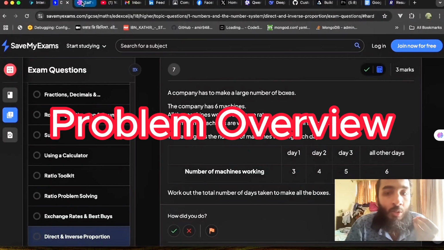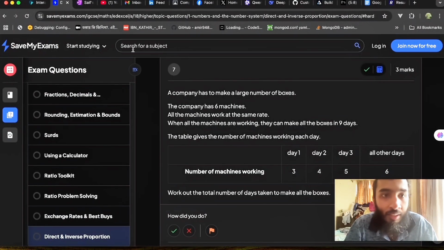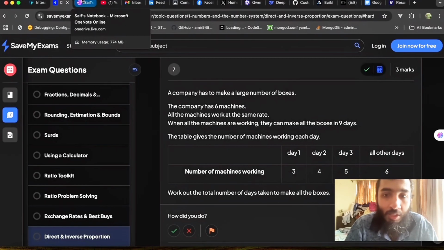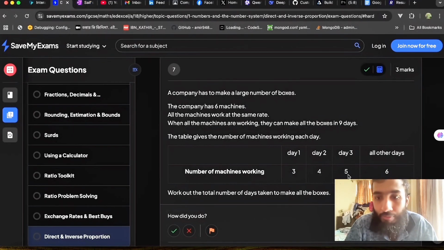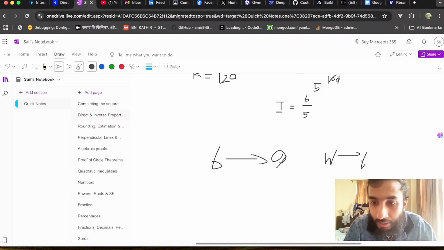Okay. So when 6 machines are working together, they take a total of 9 days. On day 1 there are 3 machines working, day 2 there are 4 machines, and day 3 there are 5 machines working. So what is the total amount of work? It takes 6 multiplied by 9, which is 54 machine days.